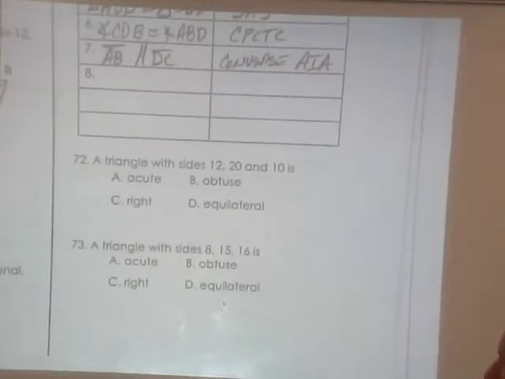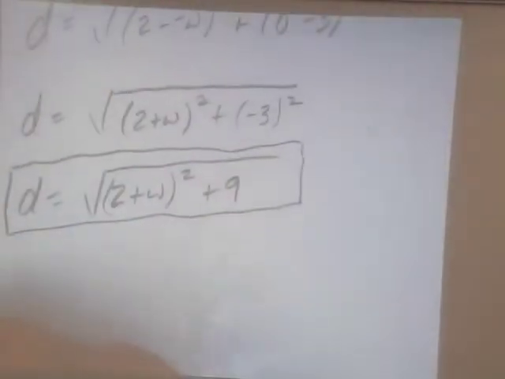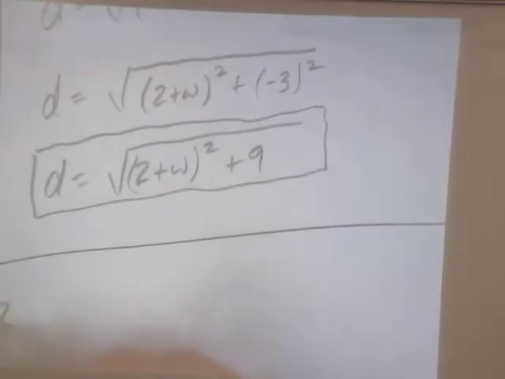All right, so a triangle with sides 12, 20, and 10 is, and then a triangle with sides 8, 15, 16 is. Okay, so what's the Pythagorean theorem? A squared plus B squared equals C squared. And if you switch it, what would it be? C squared equals A squared plus B squared. Okay, so that's how you do these. I want you to do these. Let's see, 12, 20, and 10. Number 72.